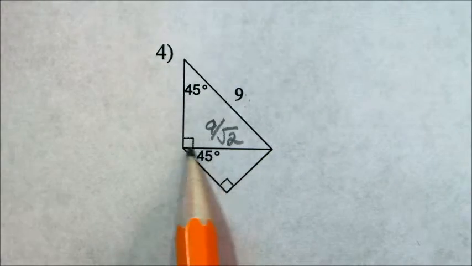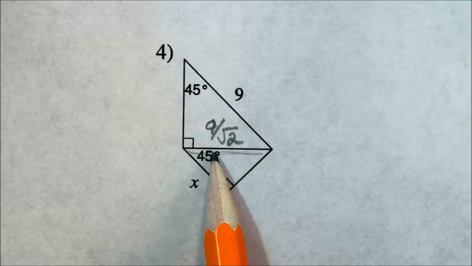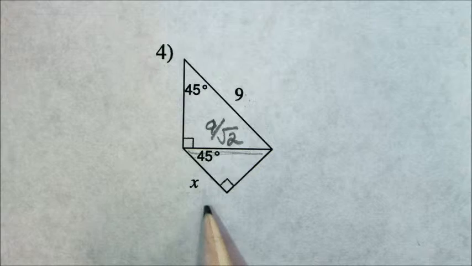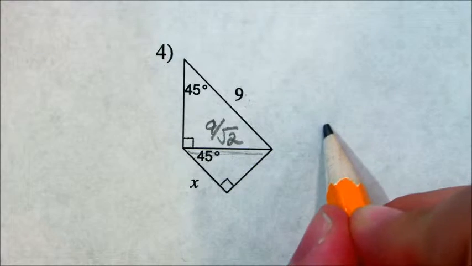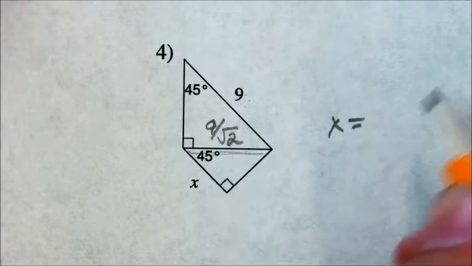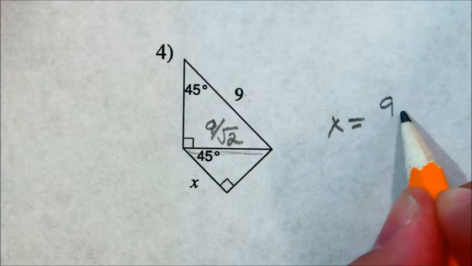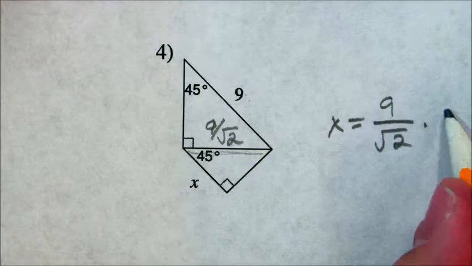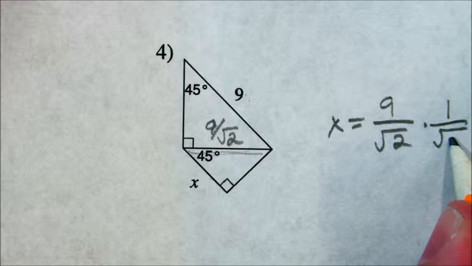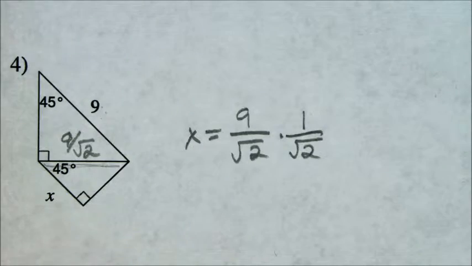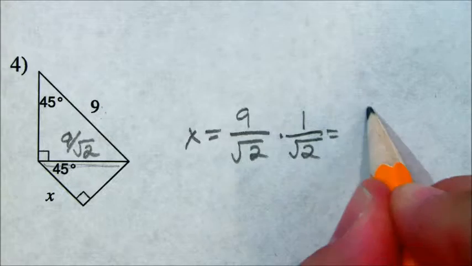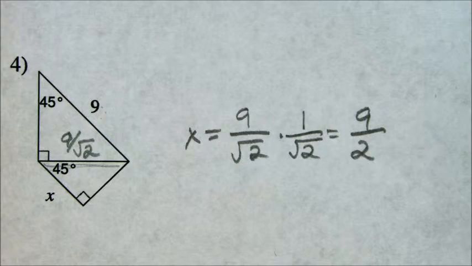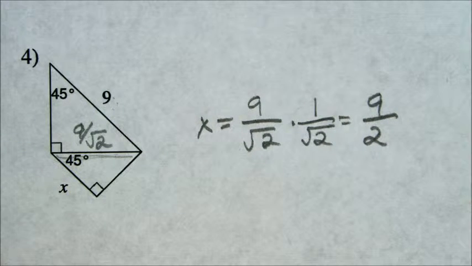Okay, now this is the hypotenuse of this smaller triangle. To go from the hypotenuse to the leg here, I will just again divide by the square root of 2. So x is going to be the hypotenuse, 9 times the square root of 2, divided by the square root of 2, or times 1 over the square root of 2. When I do that, I get 9 from the numerator, and square root of 2 times square root of 2 is 2. So 9 halves, or 4.5 if you like.